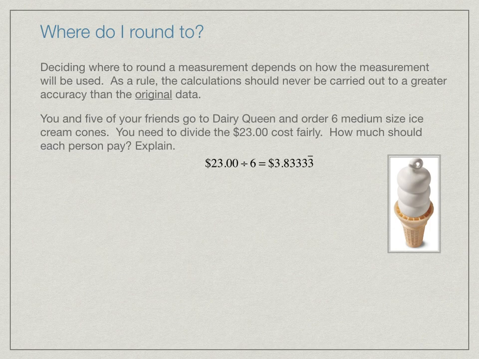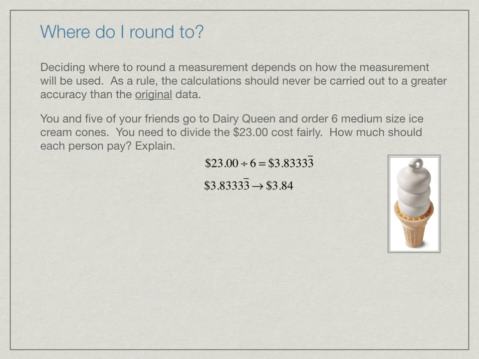But I don't get a decimal that terminates. I get a repeating decimal of 3.8333 repeating. We're talking about money. Money should be to the nearest hundredth of a dollar or to the nearest cent. So in this case, the real question is, what do you want to say each person owes? $3.83 or $3.84?